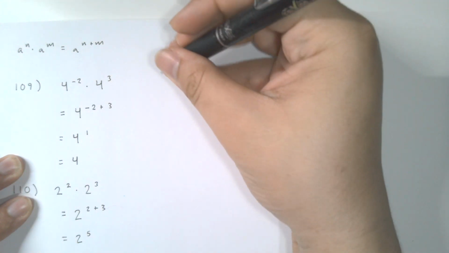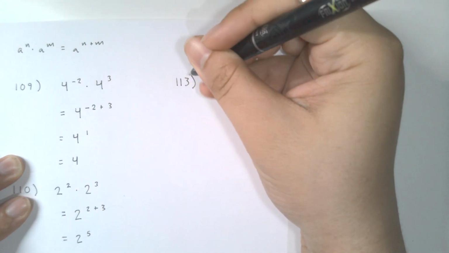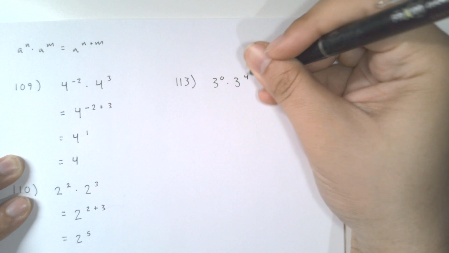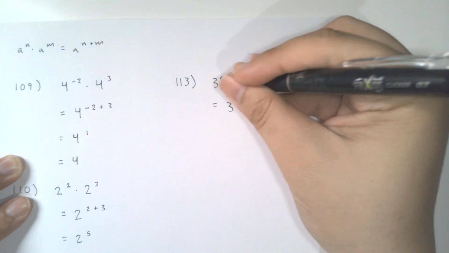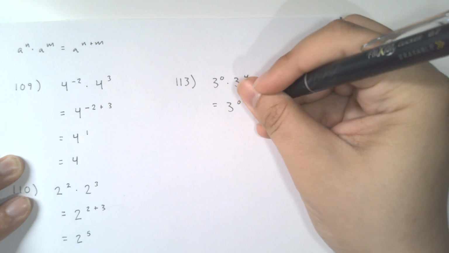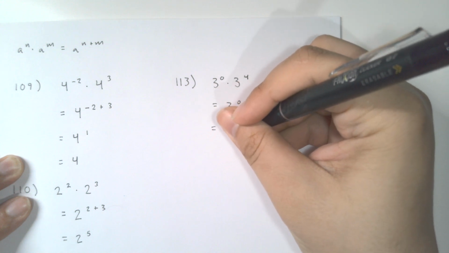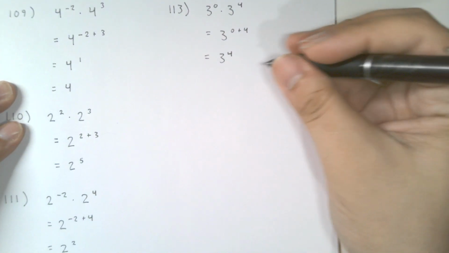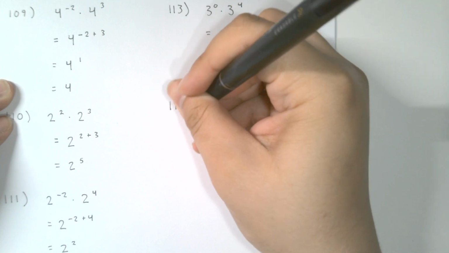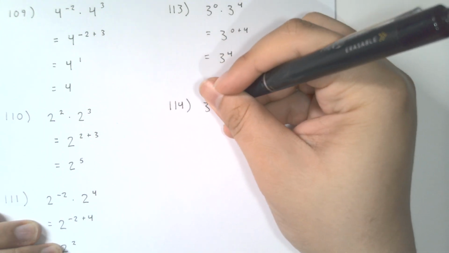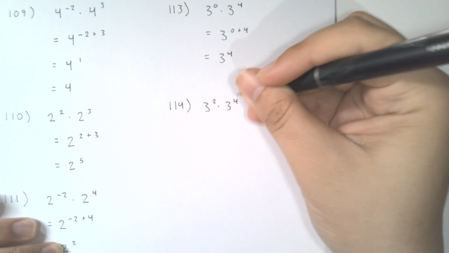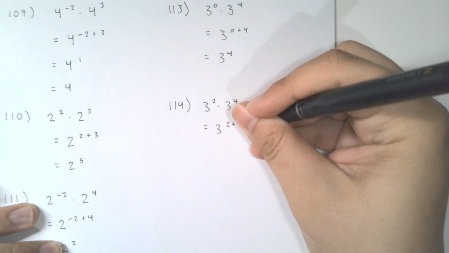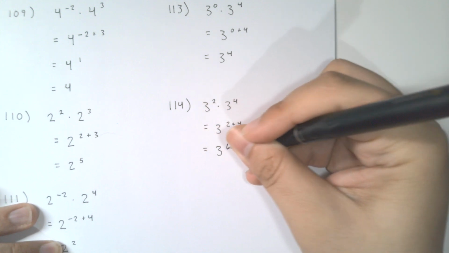Let's look at 113. For 113, we have 3 to the 0th times 3 to the 4th. So we add these two exponents together. 0 plus 4 is still 4, so we just have 3 to the 4th power. For number 114, we have 3 squared times 3 to the 4th. We add these two exponents together. We have 3 to the power of 2 plus 4, which is 3 to the 6th.